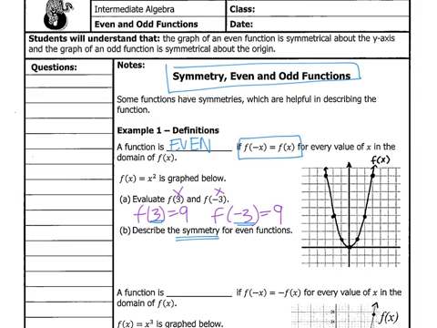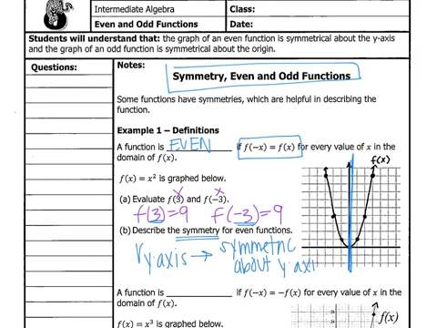So the symmetry here would be the y-axis. If I were to reflect over the y-axis, I would have the same exact graph. So here we're going to say reflection over the y-axis. So we're going to say symmetric about y-axis. So if it's even, it's symmetric about the y-axis. That's the main thing you need to understand right now.